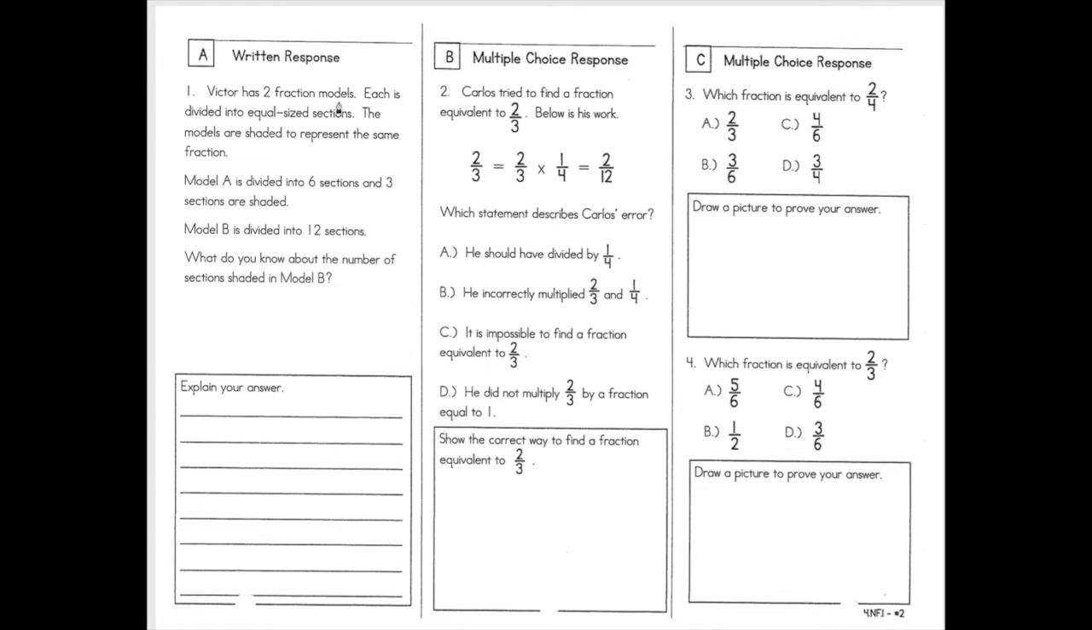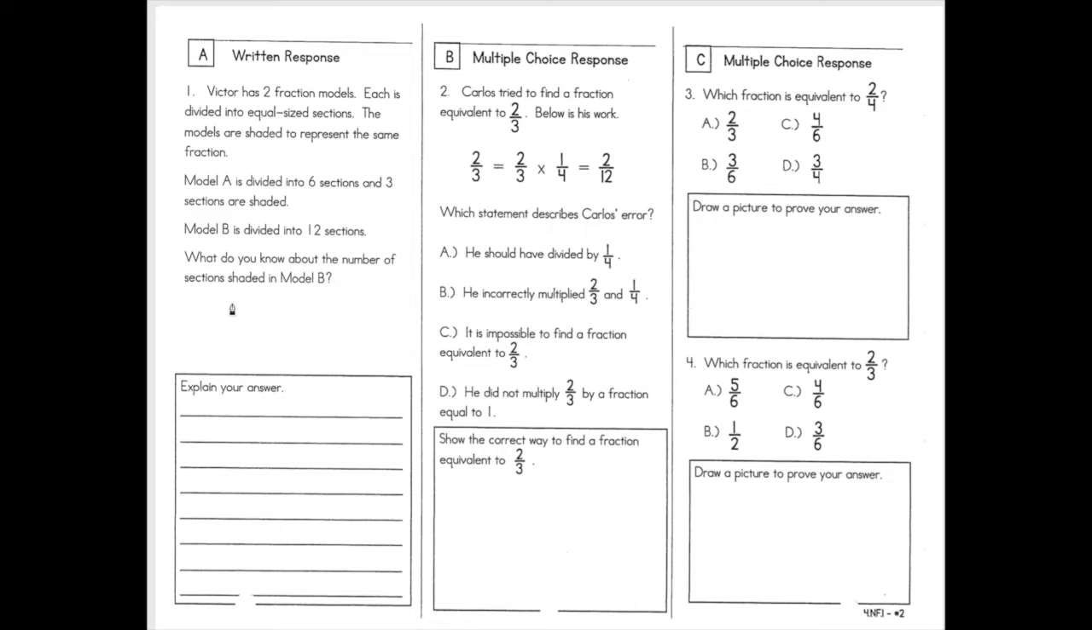Victor has 2 fraction models. Each is divided into equal-sized sections. The models are shaded to represent the same fraction. Model A is divided into 6 sections and 3 sections are shaded. Model B is divided into 12 sections. What do you know about the number of sections shaded in Model B?